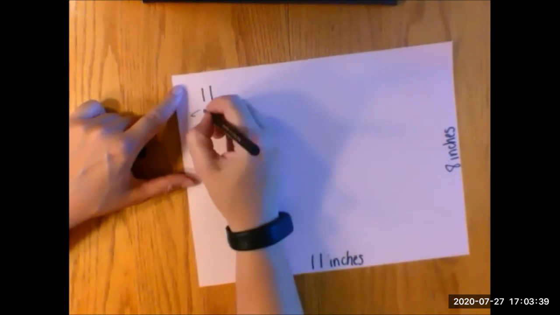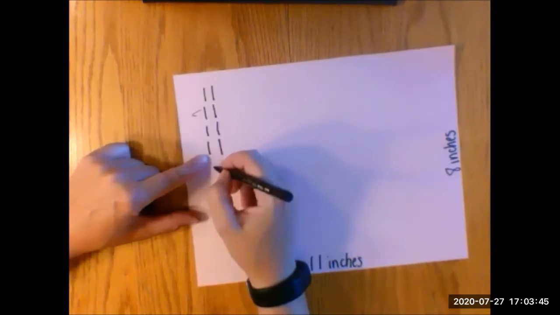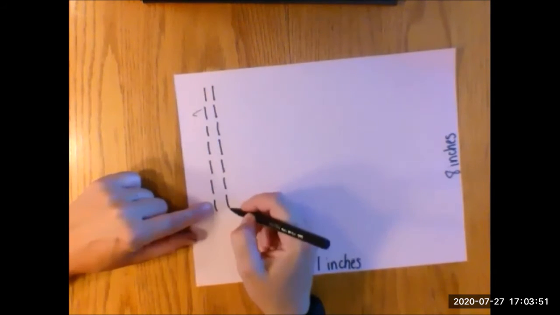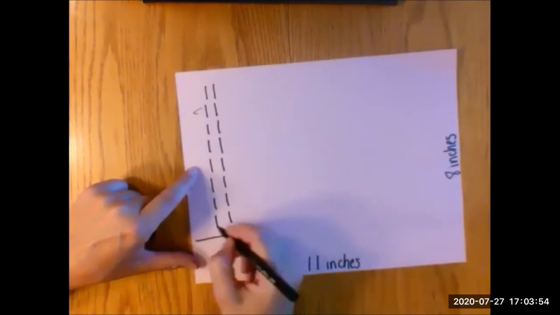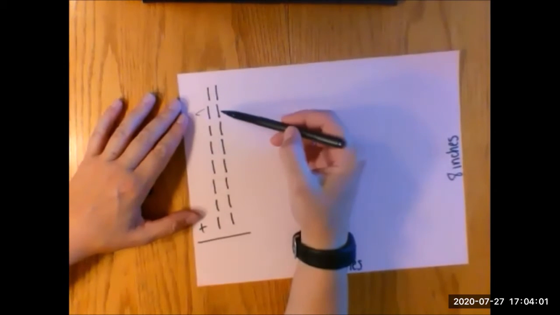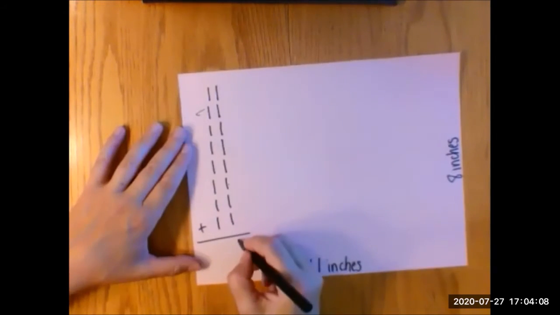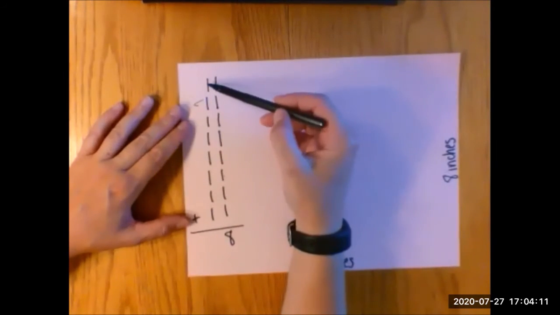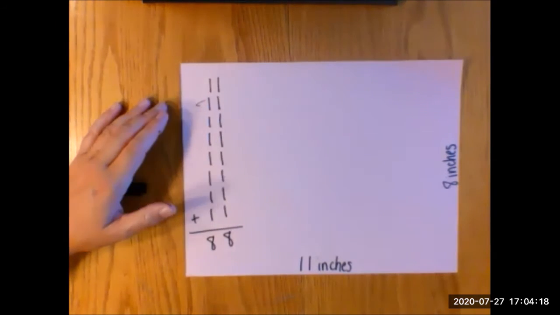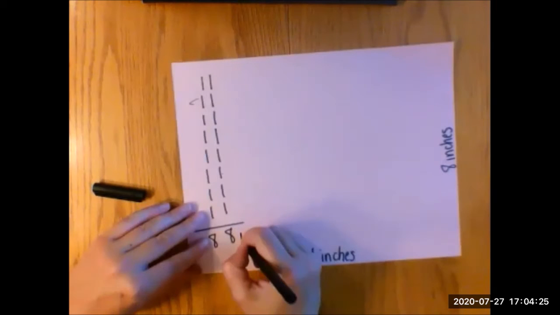11 plus 11 plus 11. 1, 2, 3, 4, 5, 6, 7, 8. We have 8 11s, and we're going to add them all together. What is 1 plus 1 plus 1 plus 1 plus 1 plus 1 plus 1 plus 1? 8. And it looks like we have exactly the same thing. 1, 2, 3, 4, 5, 6, 7, 8. The area of this piece of paper is 88 inches squared.